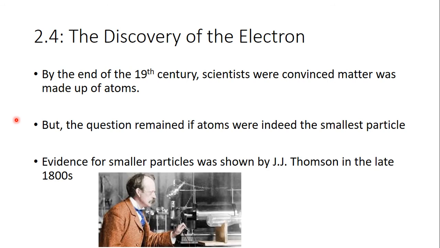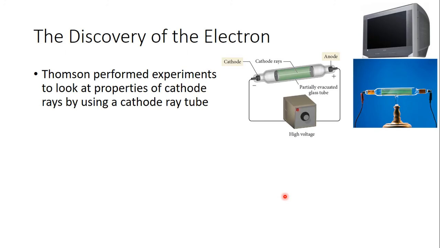And the first evidence for smaller particles was in the late 1800s by J.J. Thompson, and here is J.J. right there. Now, the way that Thompson discovered the electron was experiments looking at cathode rays by using a cathode ray tube. Those of you who had big TVs, CRTs, he's using the same thing that more or less powered a CRT, cathode ray tube.